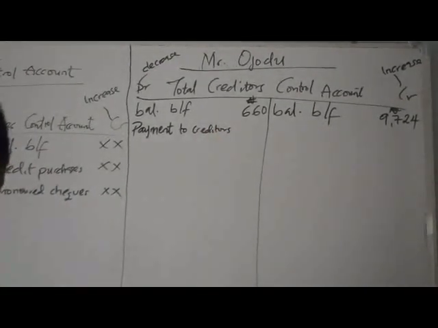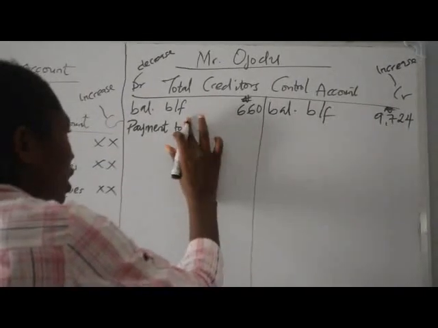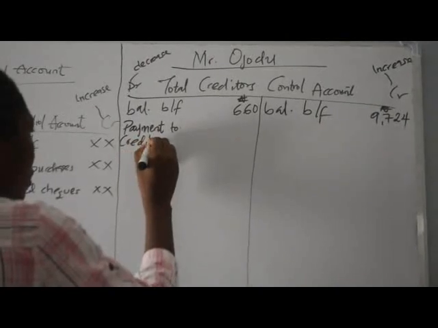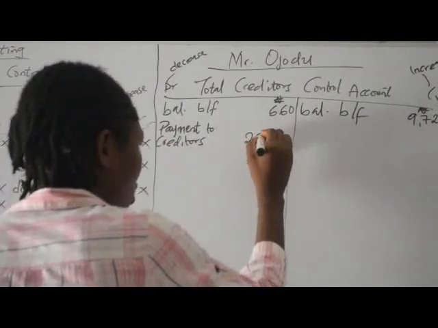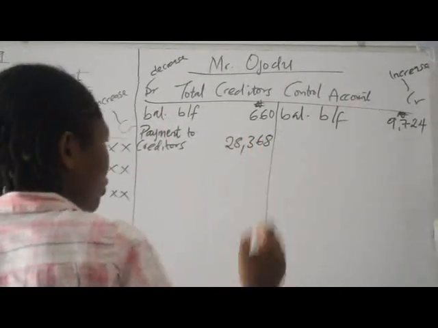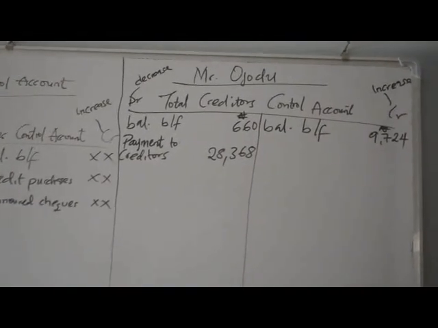Okay, and that was 28,368 naira. Alright. Now the next was bills payable accepted.